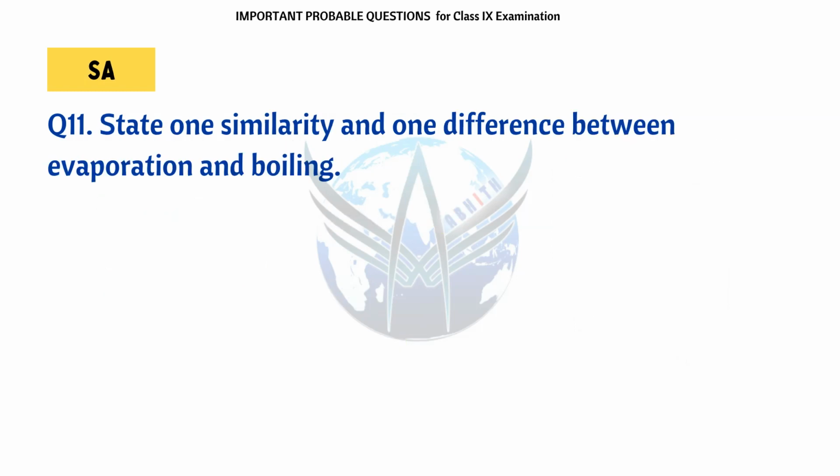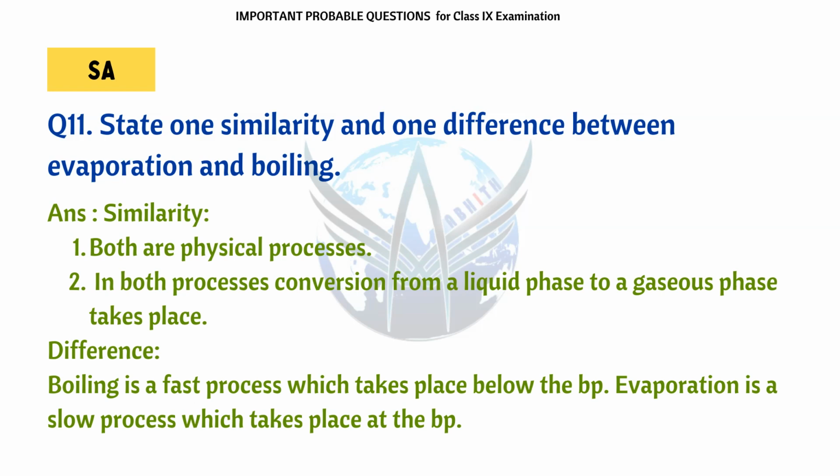Question number 11. State one similarity and one difference between evaporation and boiling. We discussed a question on evaporation earlier. The similarity is that both are physical processes, physical changes, not chemical changes. Number 2, both processes convert liquid to gaseous phase. One is enough for one mark, but I have written two, and you can write any one or both.